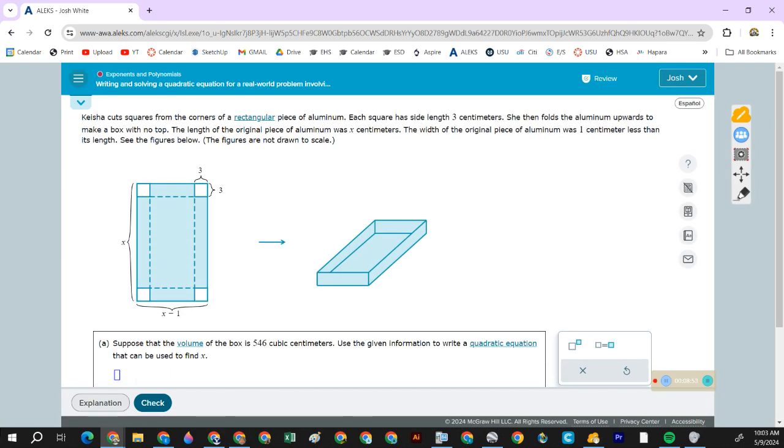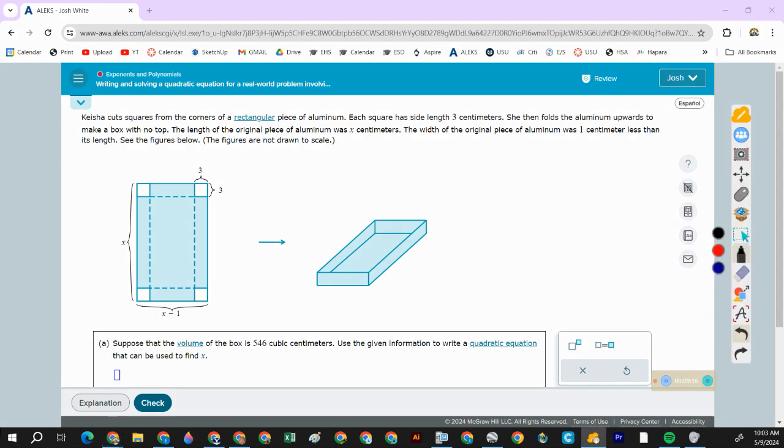All right, Keisha cut squares from the corners of a rectangular piece of aluminum. Each square has a side length of 3 centimeters. She then folds the aluminum upwards to make a box with no top. The length of the original piece of aluminum was x centimeters. The width of the original was 1 centimeter less than its length. Figure out the dimensions.